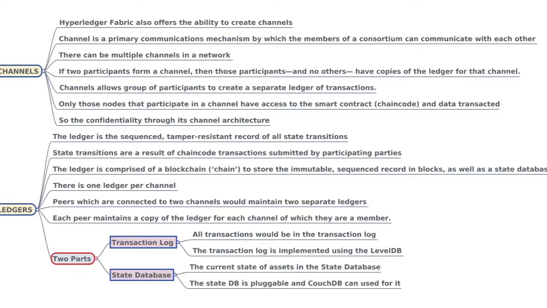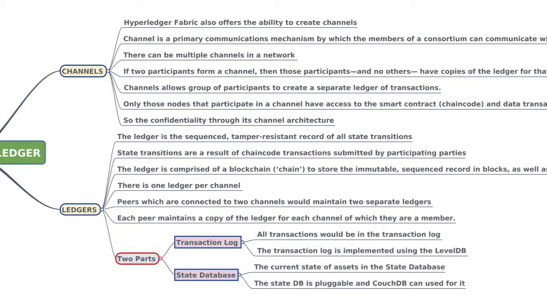If two of the participants in the network, that is a consortium, form a channel, then the participants have copies of the ledger for the channel. So no other participants can know what's happening in that ledger. A channel allows a group of participants to create a separate ledger of transactions. Only the nodes that participate in the channel will have access to the smart contract and the data transacted. So with this functionality we can have confidentiality through the channel architecture.